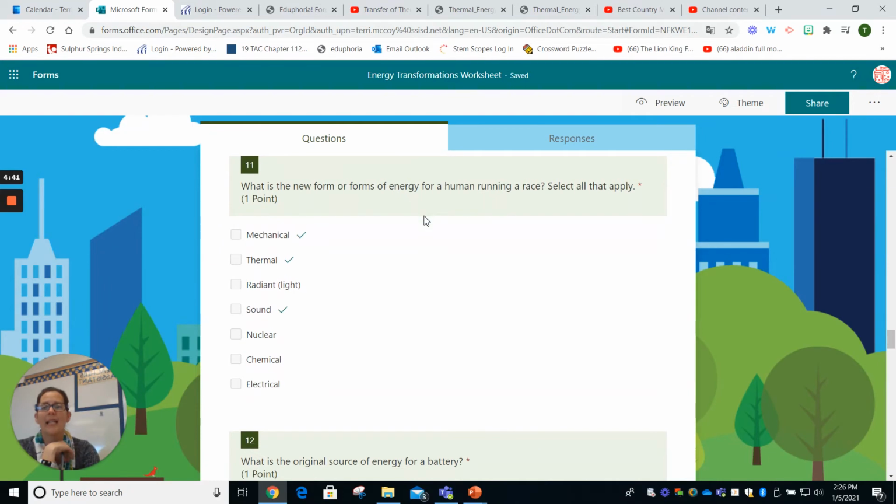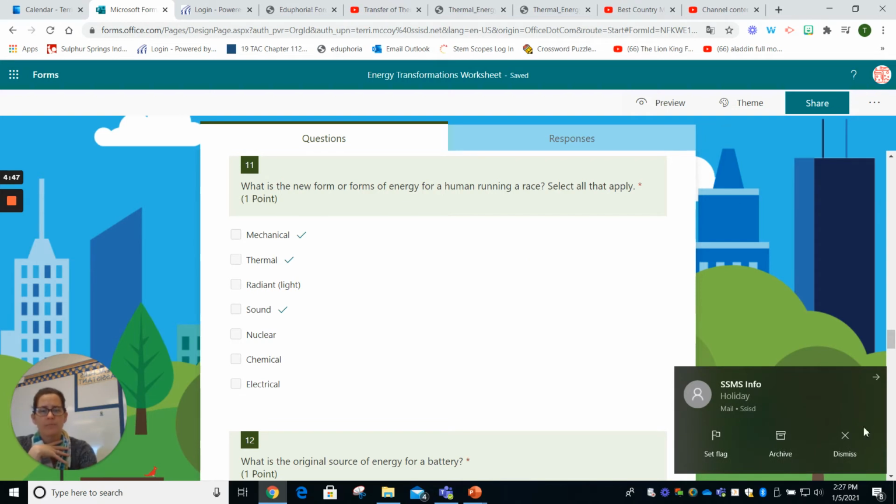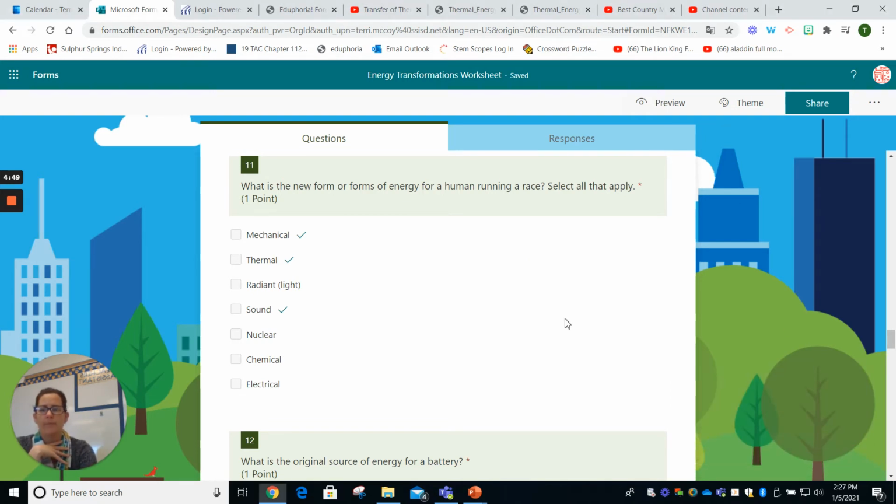What are we going to turn that into? So as humans, if we were going to run a race, we've got our chemical energy in the form of food. We eat it. We're going to run our race, and when we're running, we're going to be moving. So that movement is mechanical energy. If you run a lot, what does your temperature do?